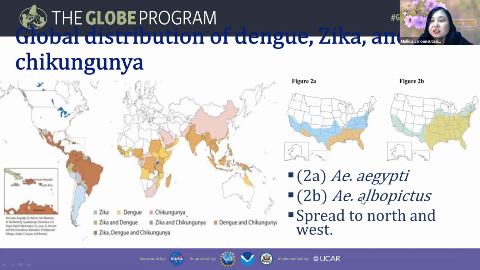But the major vector carrying dengue and Zika virus, the main vector, is Aedes aegypti. And the second main vector would be Aedes albopictus, okay? And this is the area that they're spreading in the US. And as you can see, it keeps spreading to the north and west of the country, okay?